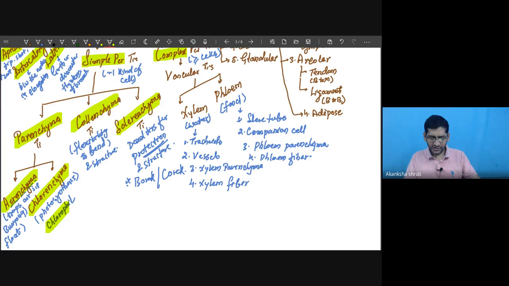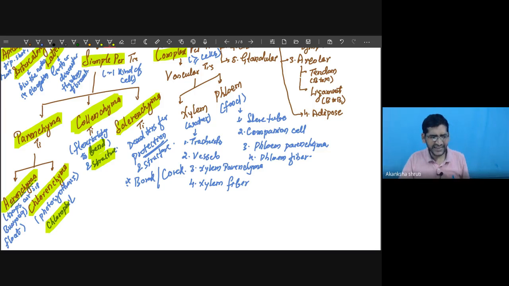So collenchyma gives easy bending without breaking. Student, there is a difference. It is collenchyma. Earlier was chlorenchyma. Chloro means containing chlorophyll. Collenchyma is not meant for photosynthesis, but it is for giving flexibility to the plant, so that its branches can move, and it gives particular structure and support.